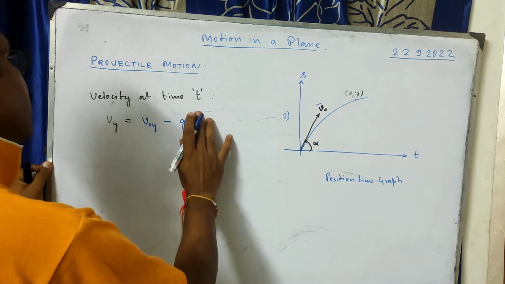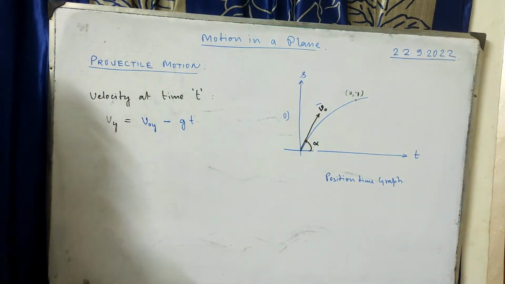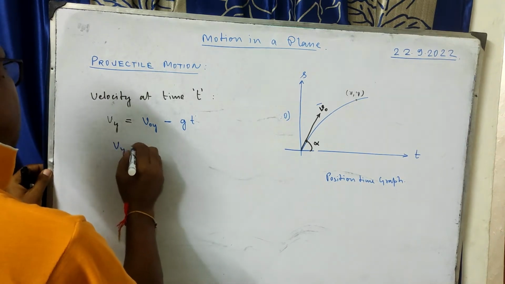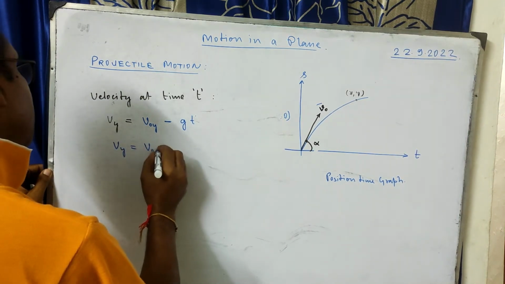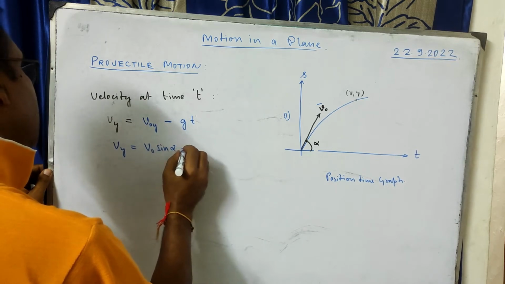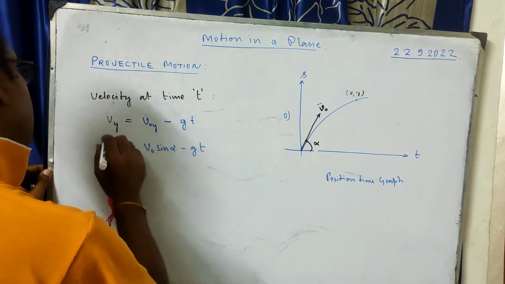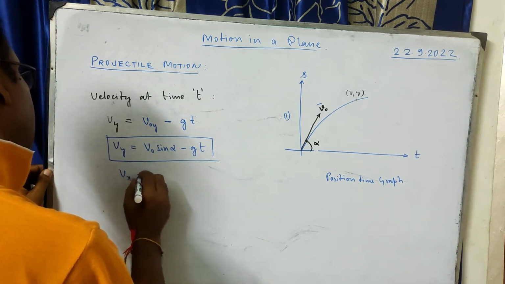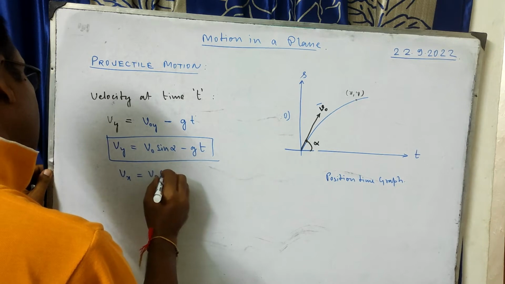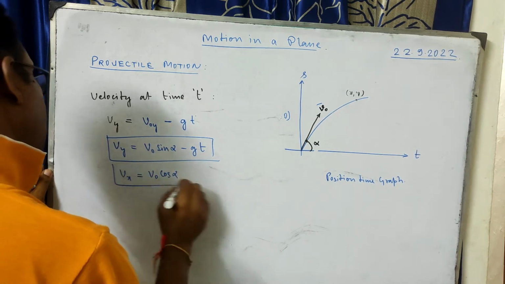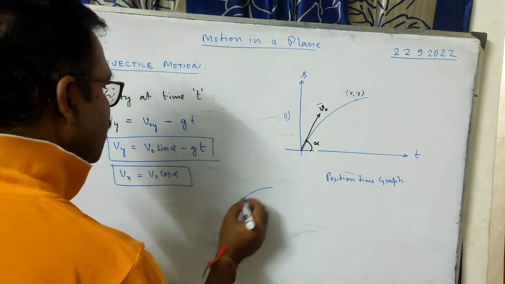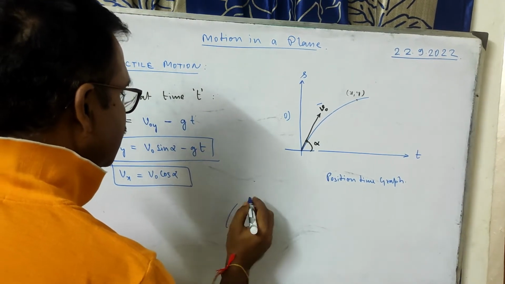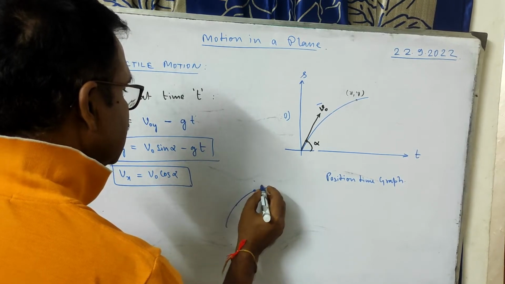Vy is equal to V0y minus gt. So Vy is equal to V0 sin alpha minus gt. And already we have found that Vx is V0 cos alpha. Once I know, at this position, this is x comma y. Suppose this is the position.